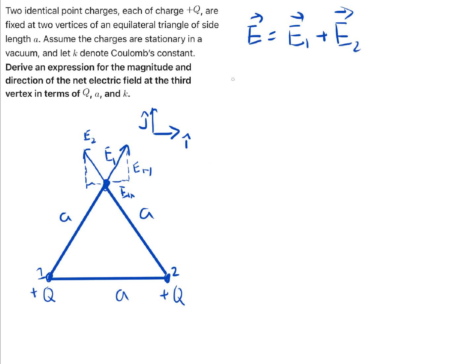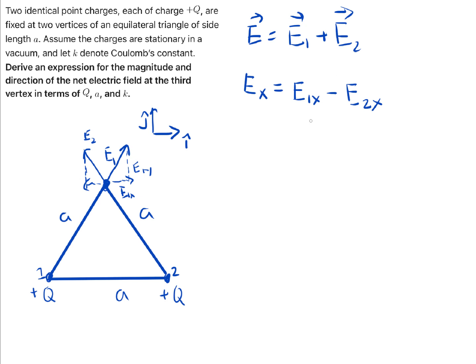So let's start with the x components. To do that, we just sum each of the individual x components. Note that they're pointing in opposite directions, so one of them will be positive. The electric field resulting from point charge 1 will be positive, and the electric field resulting from point charge 2 will be negative. And it turns out that these two are actually equal. The magnitudes will be equal.